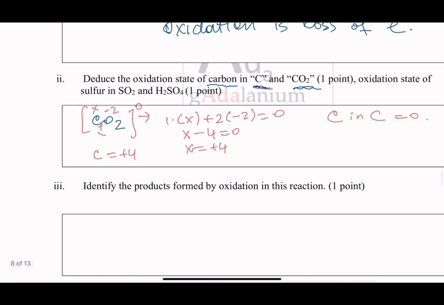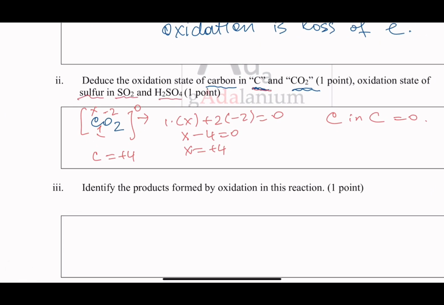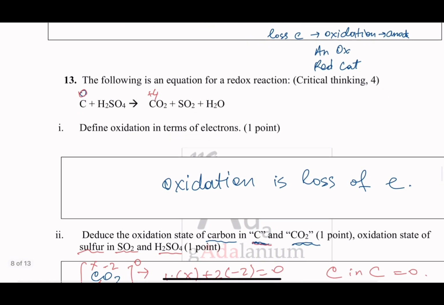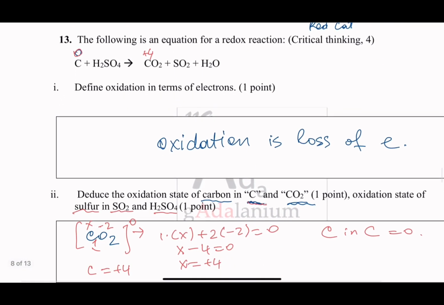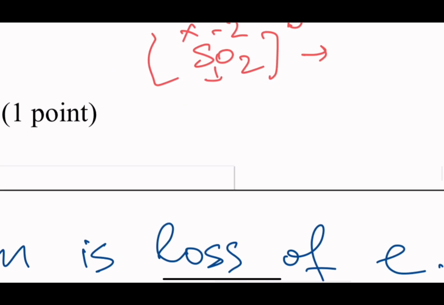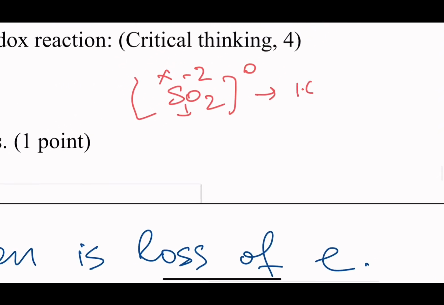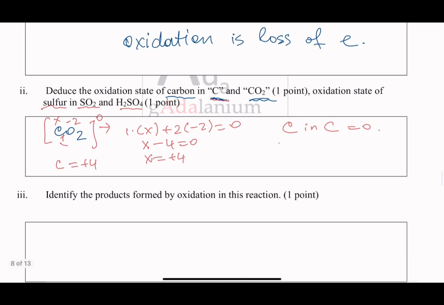And then it's asking for sulfur in SO2 and H2SO4. So SO2, let's start with this one. It is much easier. Because we know that oxygen is -2, sulfur is X, they're adding up to 0. Let's do the math. There's only one sulfur, that's why it's not written. So 1 times X plus 2 times -2, they add up to 0. X minus 4 is 0. X is plus 4. So sulfur in SO2 is plus 4.